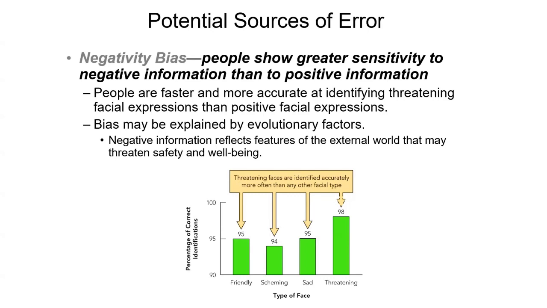As you can see in the graph, there are types of face on the x-axis, and the percentage of correct identifications on the y-axis. So basically, those who look friendly, their percentage of correct identification is 95%. Then if they have a scheming type of face, then it's 94. If they have sad, then it's again 95. And if they have threatening, then it's 98. So you can see that when it comes to threatening, it's 98.